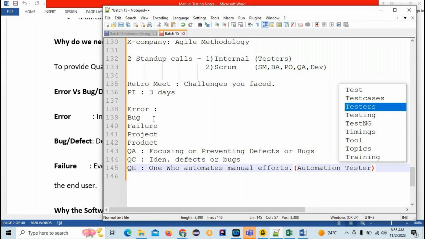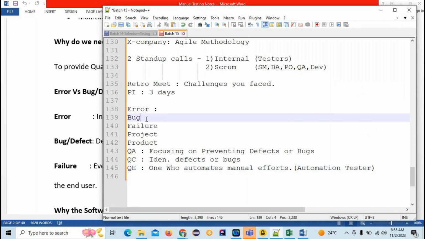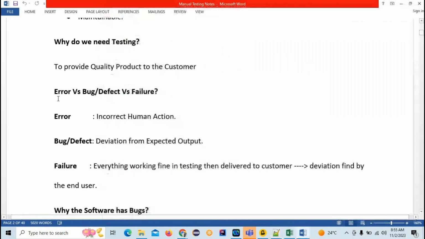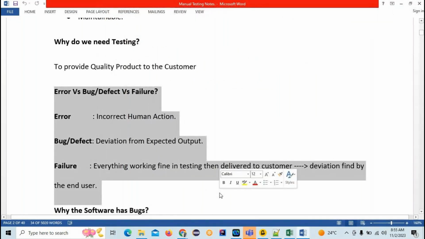Okay, so then coming to this one, what is meant by error, what is meant by bug, what is meant by failure. See these three lines, you get to know very clearly. Very important question. Even if you understand the concept, you can give the wrong answers in the interview. That's the beauty of this concept. Error versus bug or defect versus failure. Error is nothing but an incorrect human action. It means that by mistake the human made a mistake.